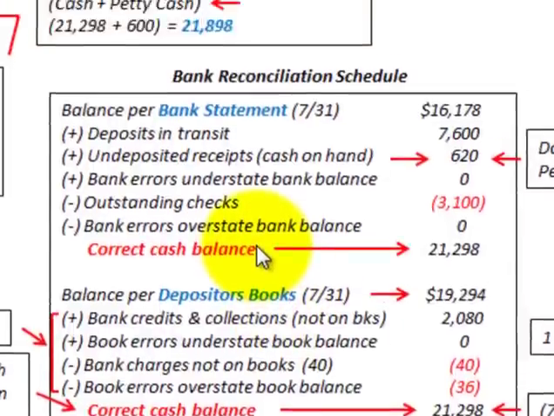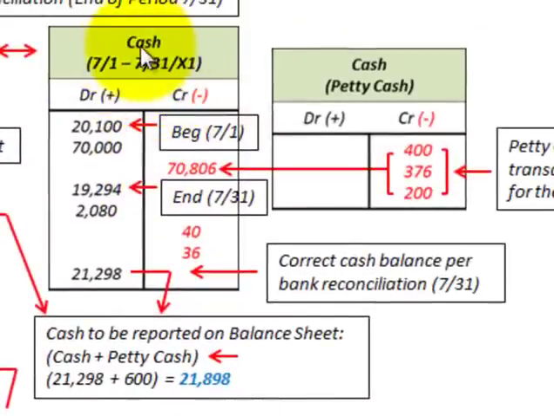So let's go up and look at our cash account. Now, this is the regular cash account, and we're going to look at 7/1 through 7/31. We started out on July 1st with a debit amount of $20,100. And then for the period, we had receipts of $70,000, which we would have debited. And then we would have credited, or reduced, our cash for cash disbursements of $70,806.